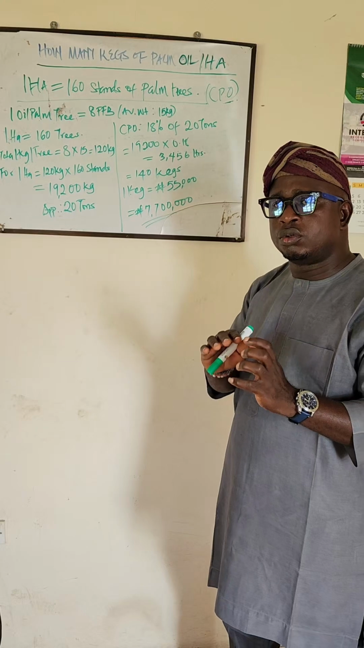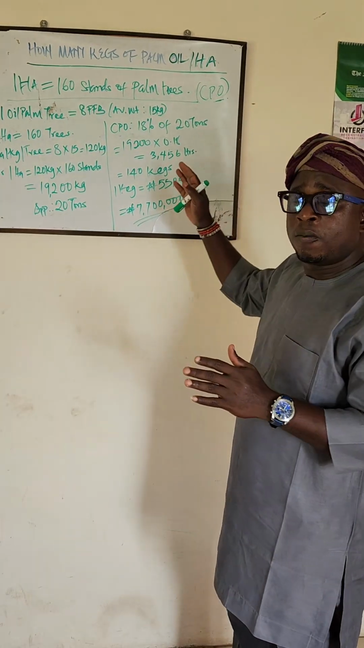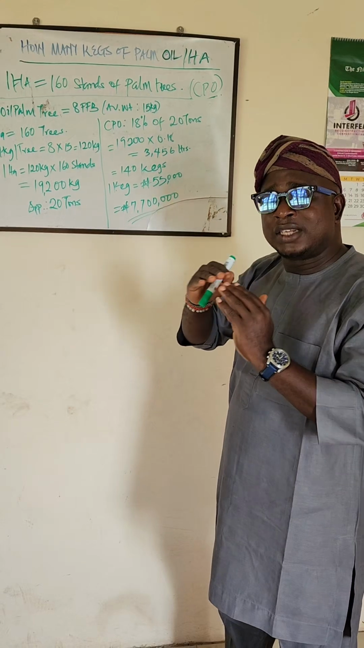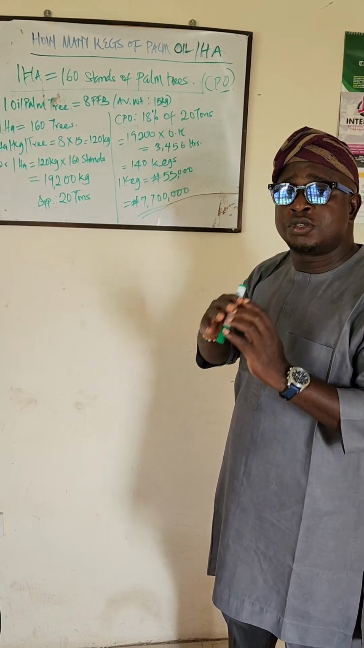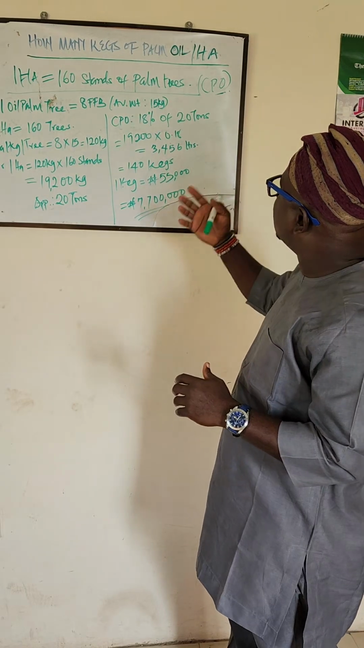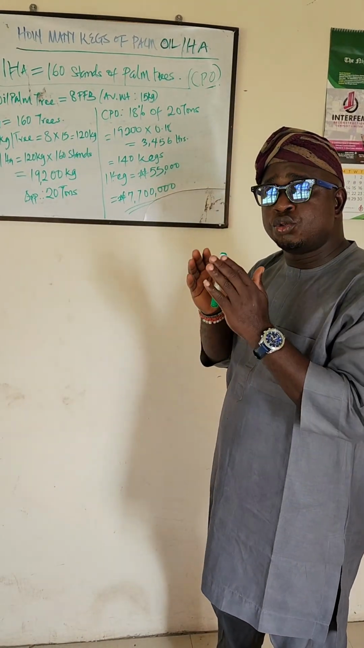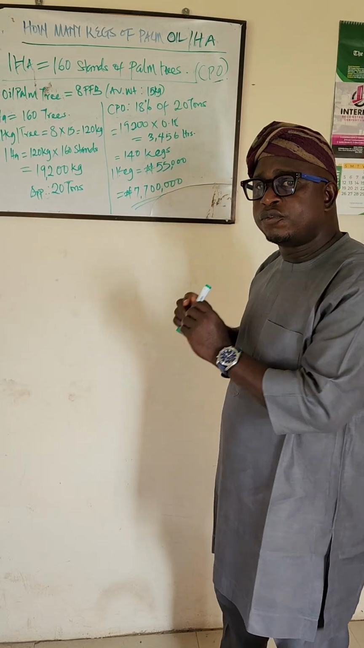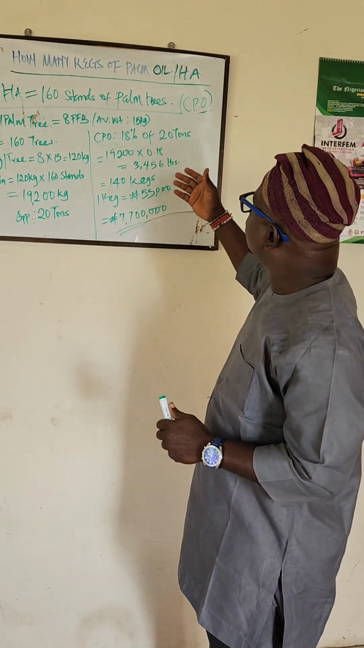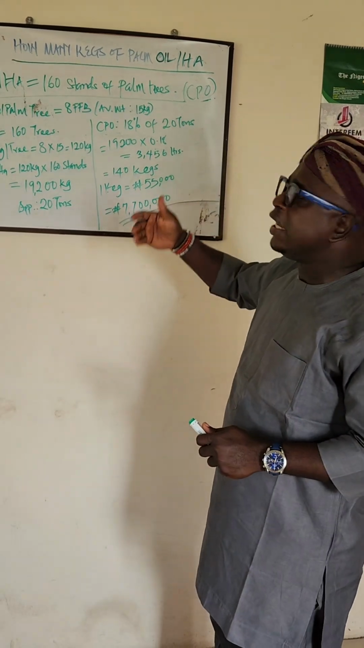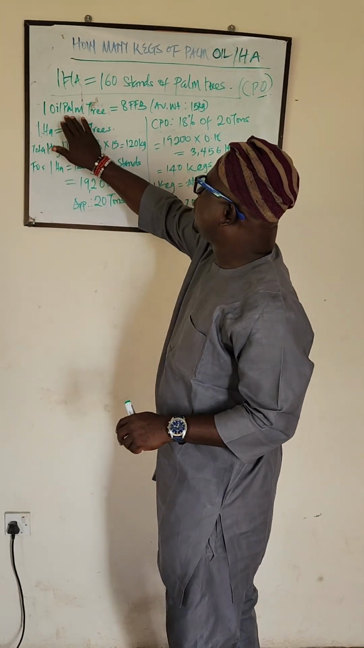When your plantation is still around 4, 5, 6 years old, you might not have this figure. But when the plantation gets to the maturity stage, fully mature and producing at the peak, the generally accepted average is between 20 to 25 tons per hectare annually. So what we're going to look at is how many kegs you can get from 1 hectare of land in a year.